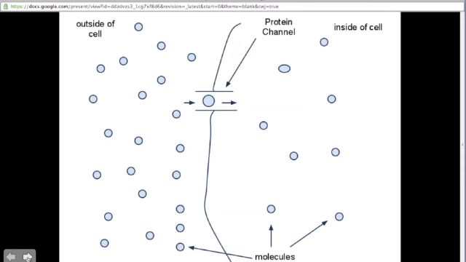And next is facilitated diffusion. It is the kind of movement that uses protein channels. So some molecules can't move through diffusion easily, so there are protein channels to help movement of molecules. So some molecules move through these protein channels, and this doesn't require any energy and it is a passive transport.